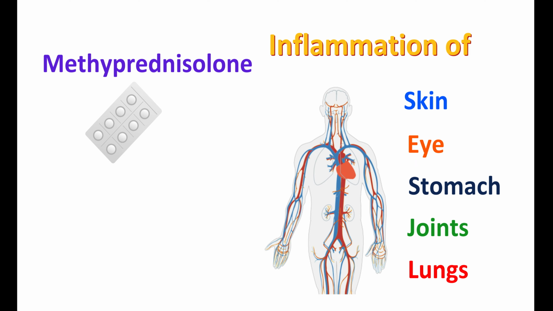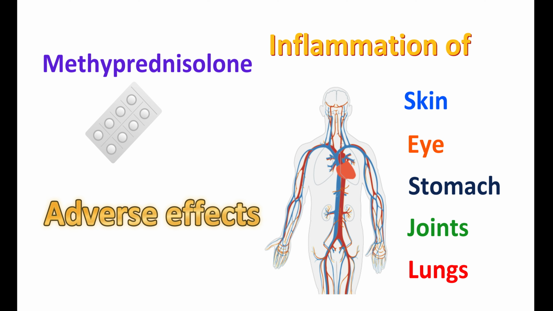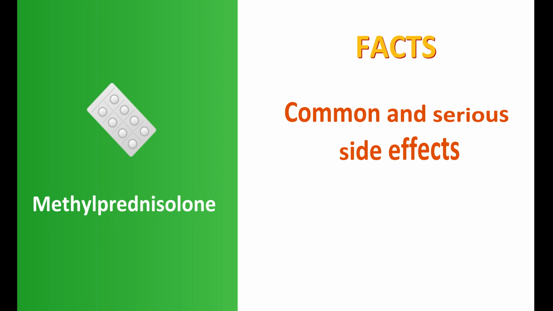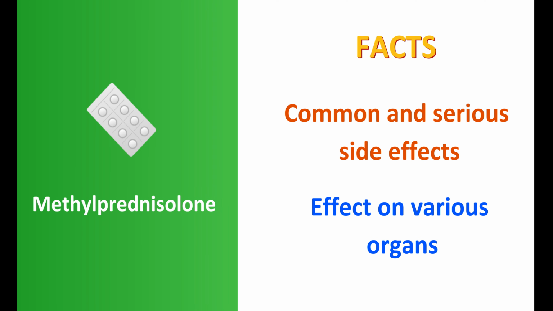Just like its wide activity on various organs, it can also show its adverse effects on multiple organs in the body. Therefore, it is highly essential to know the important facts about this medication, like how to take it, how long it should be used, what are the common and serious side effects, what is its effect on various organs. So in this video, let's cover all such key facts about this medication.